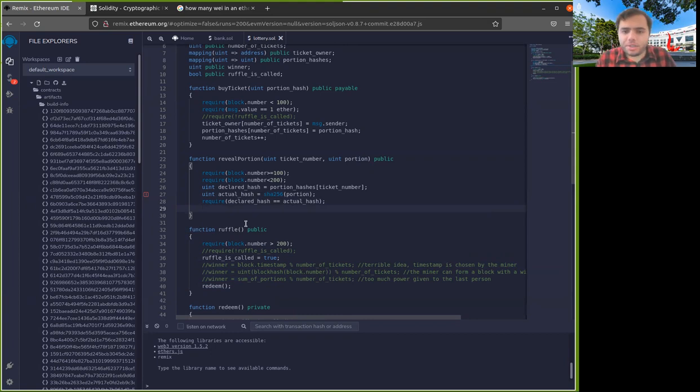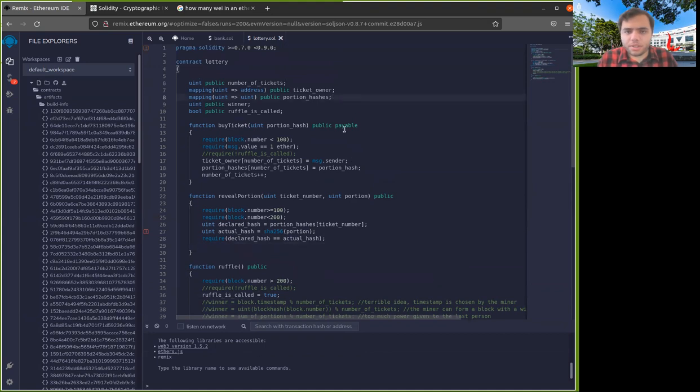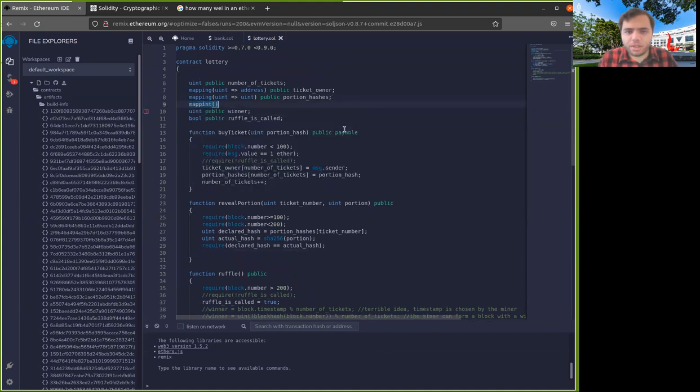And what next? The next thing is that I just have to save this portion. So I would have a mapping from unsigned integers to unsigned integers, and it's public, and it's called portions. And I would just say portions of ticket number is now this portion that was actually declared. Okay, nice.